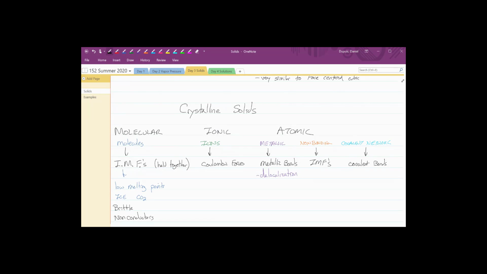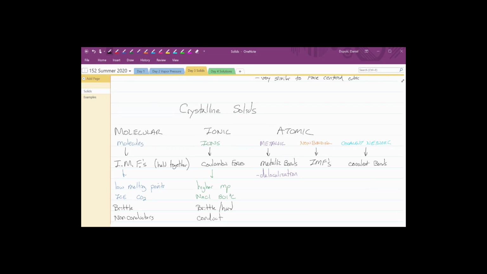All right. So ionic compounds typically have higher melting points. Think NaCl, it's 801 degrees Celsius. That's pretty warm. Now, ionic compounds are typically brittle or hard, but a lot of times they conduct. All right, so that's molecular, that's ionic.